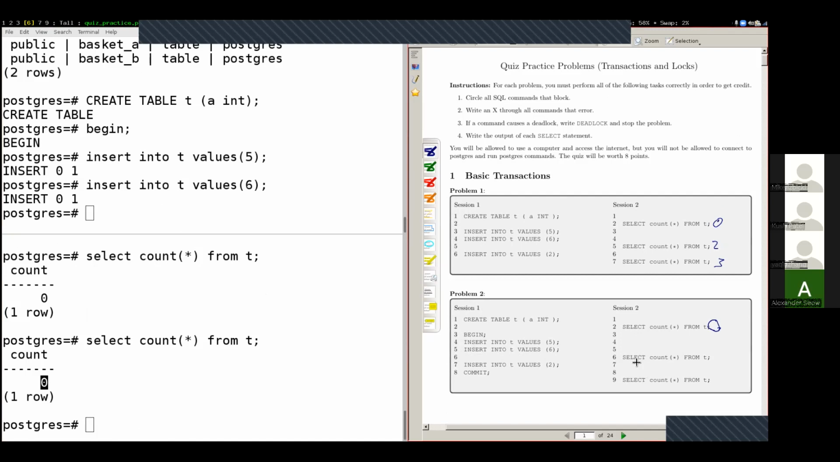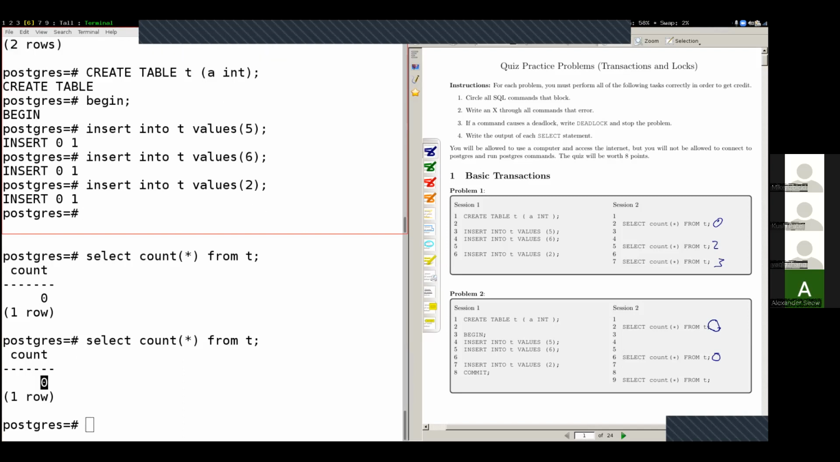From session 2's perspective, the command at line 6 and the command at line 2 see the same information. So this still gets a 0 because we had a 0 as our output. If I rerun line 7 over here, up arrow, insert the 2, and then we run a commit command right here. Commit says that whatever changes you've made to the database during your transaction are now visible to everybody else.